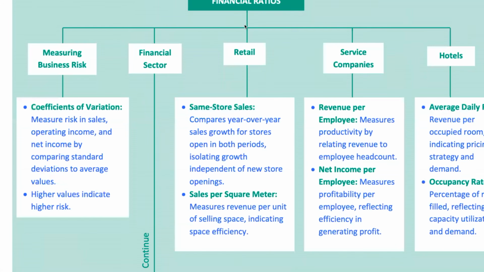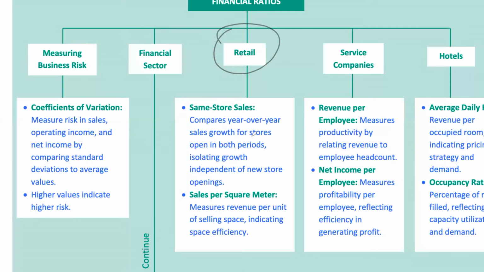Retail ratios are also essential. Same or comparable store sales reflects revenue growth year over year for stores open in both periods. Sales per square meter or foot measures revenue generated per unit of retail space.